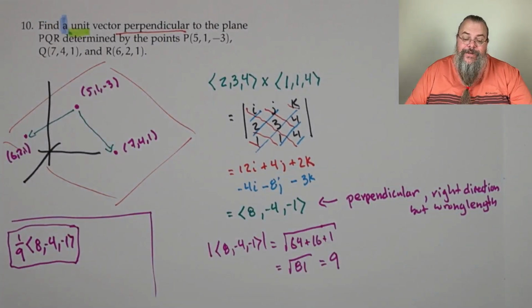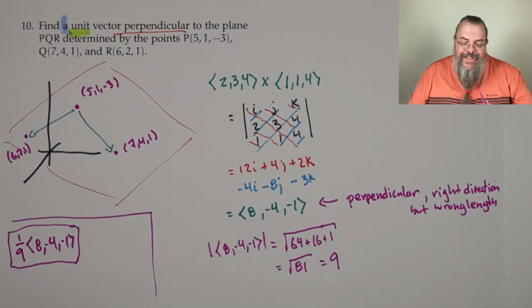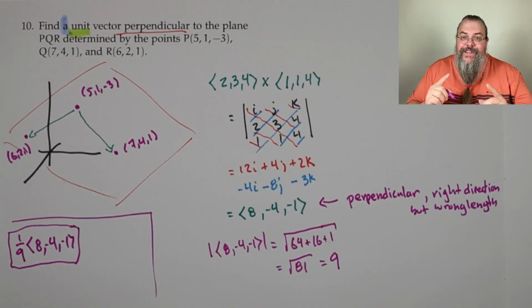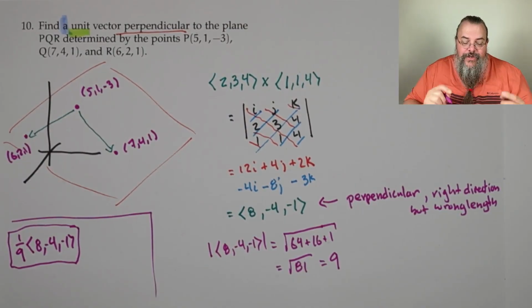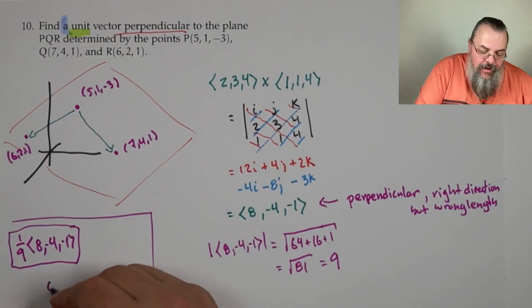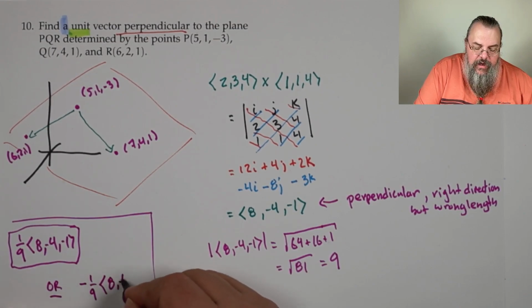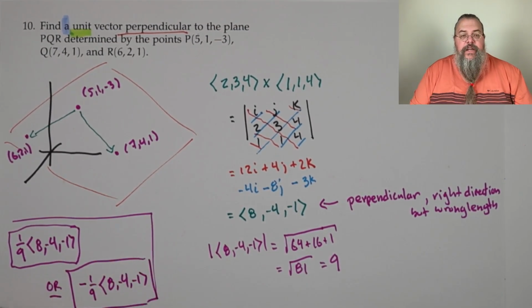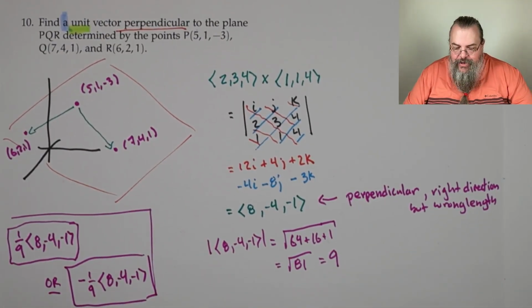A unit vector. Could there be another one? Yes. In fact, there's exactly one other one. Do you know what it is? Flip the sign. Just reverse it. Or we could have gone negative 1/9, 8, negative 4, negative 1. So those are the two possible answers. Both are correct. Both will get full points.